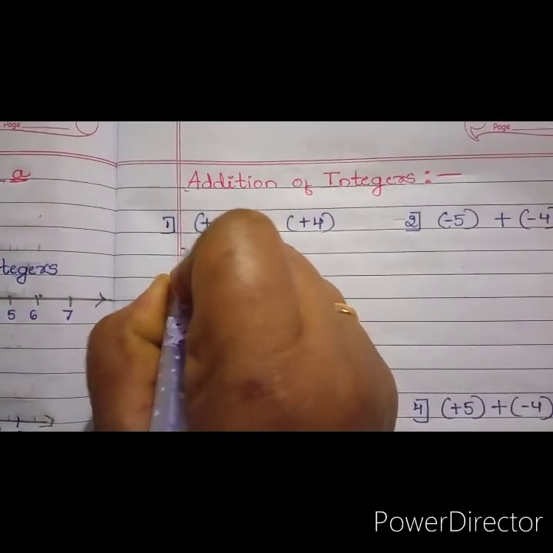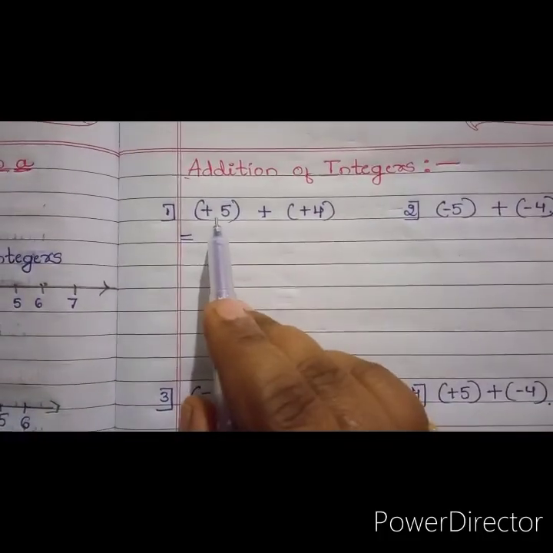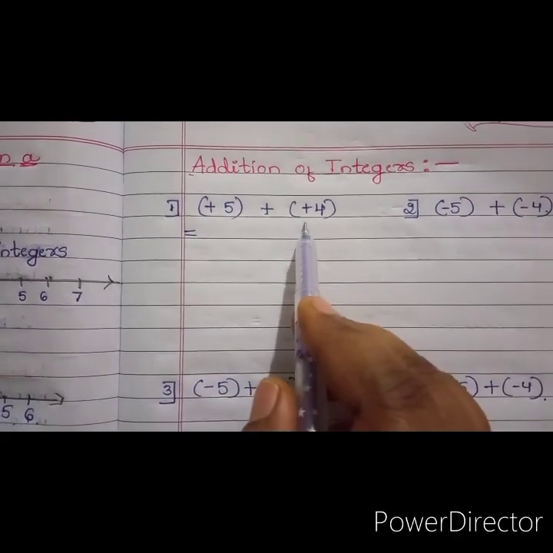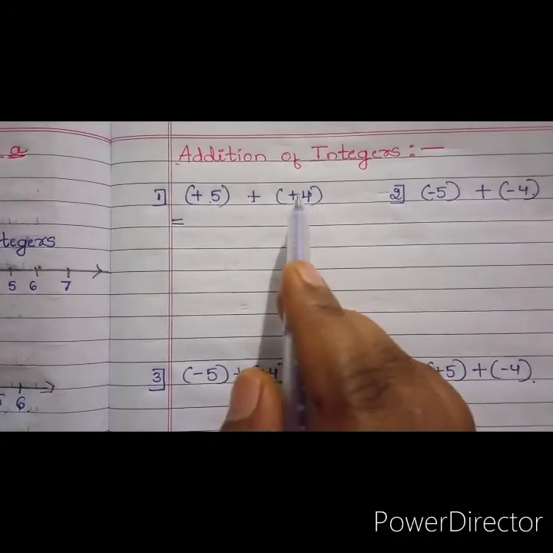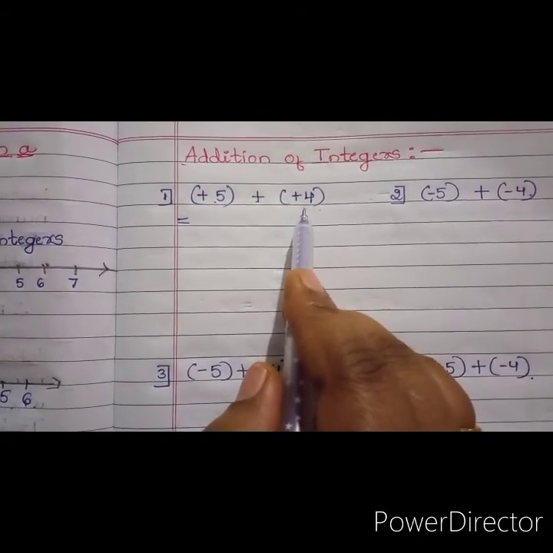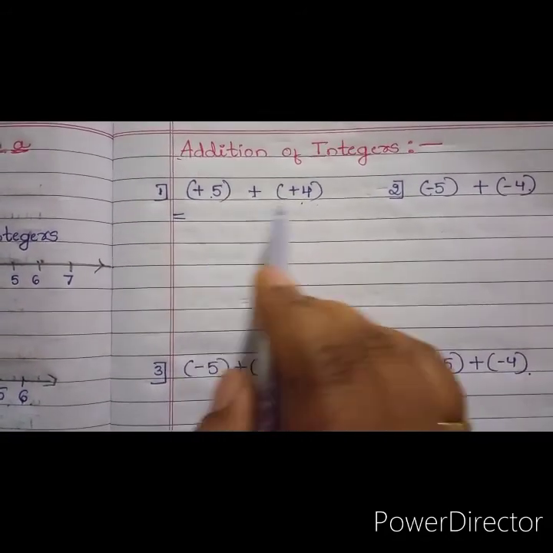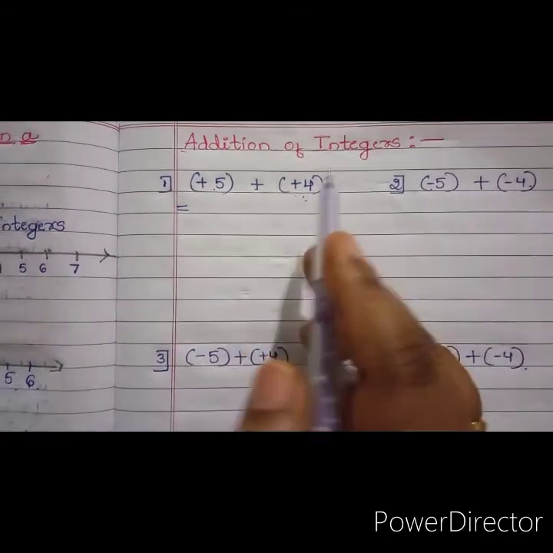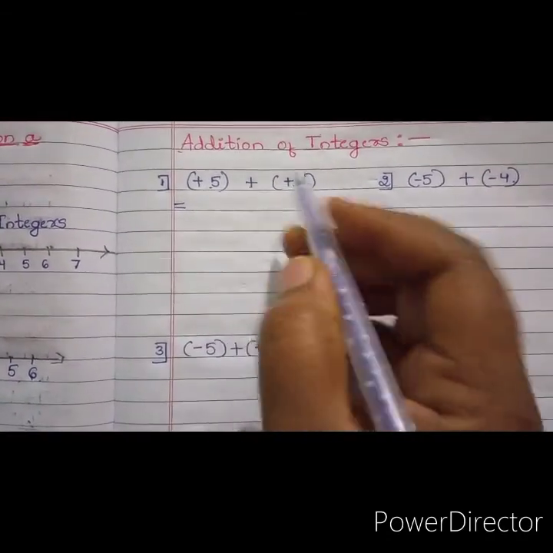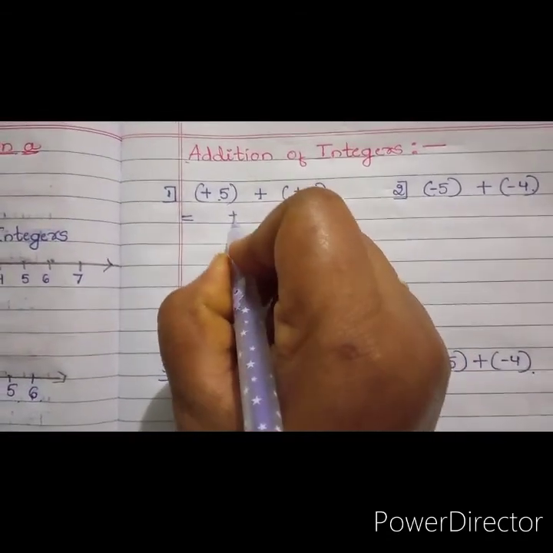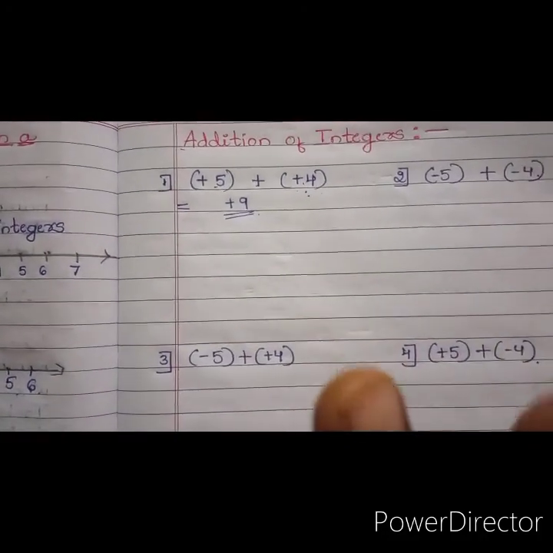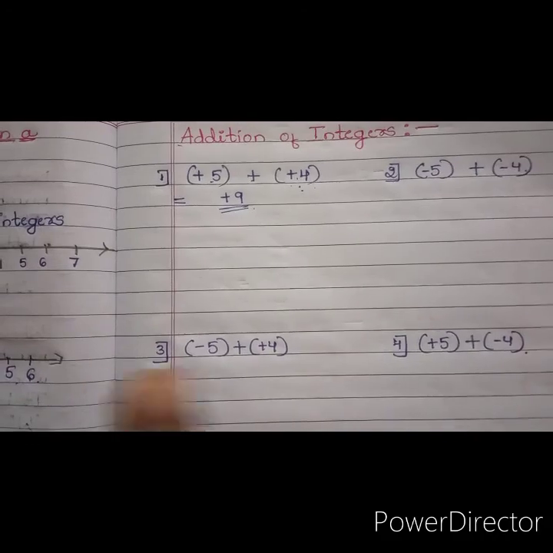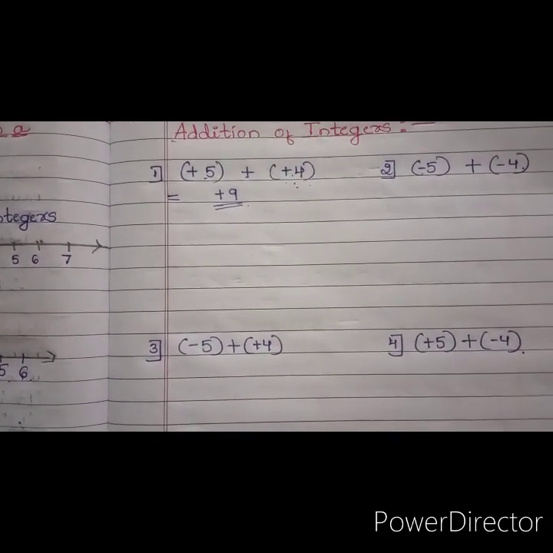Just go through the example. Here the first is plus 5 and plus 4. Plus 5 is a positive integer and plus 4 is a positive integer. So we can add it easily. Plus 5 plus 4, the answer is plus 9. It is very easy to add because these two are positive integers.